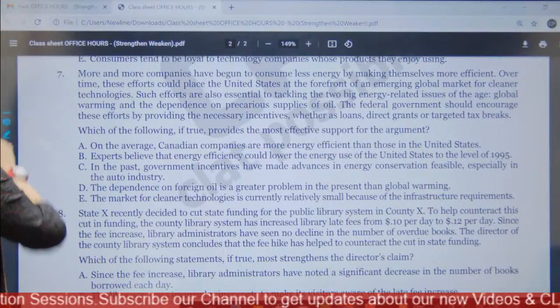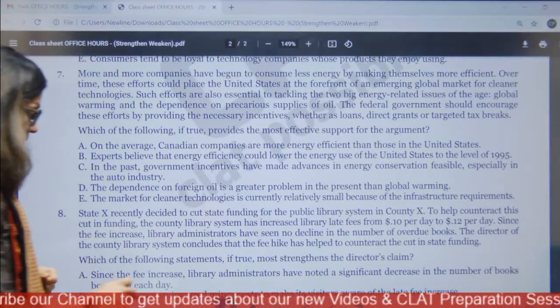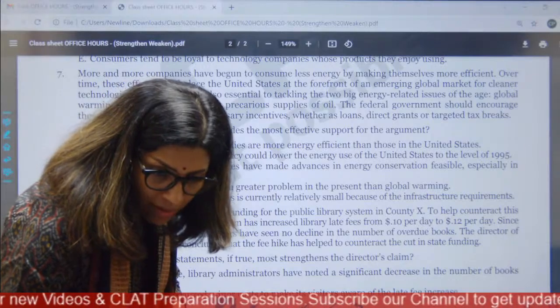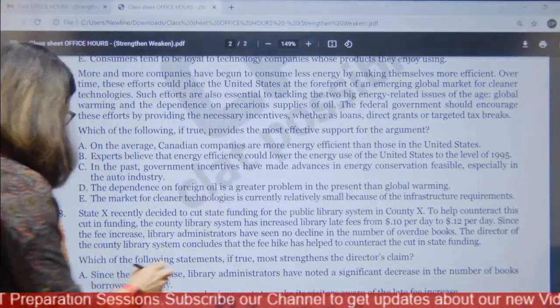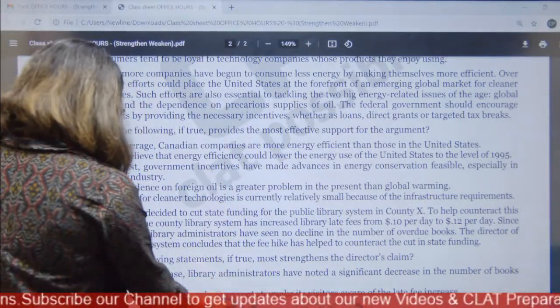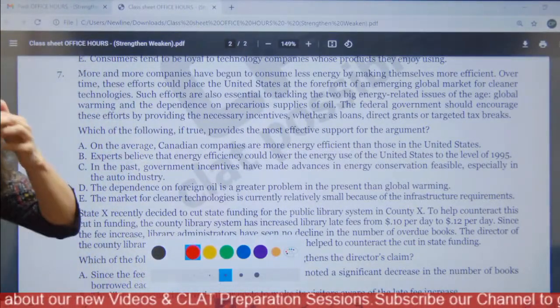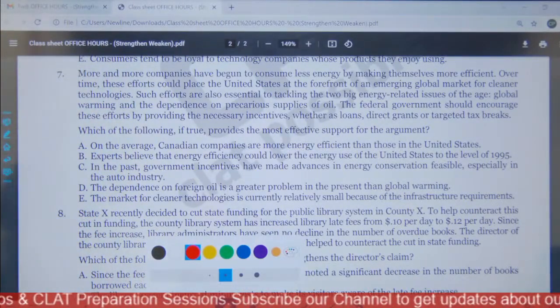Let's move to the 7th one. Arpan Madhukar, I hope you have understood. All right, let's look at the 7th one.